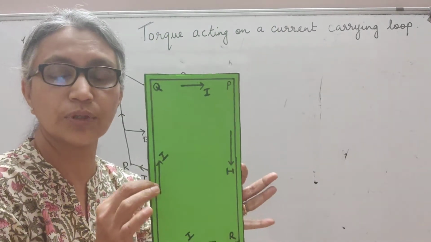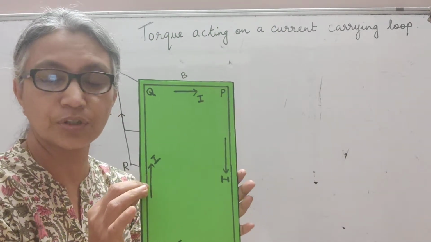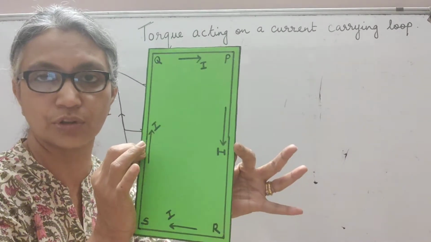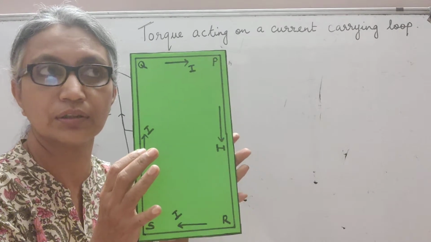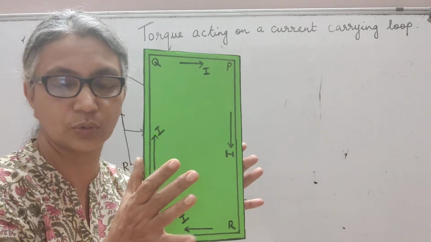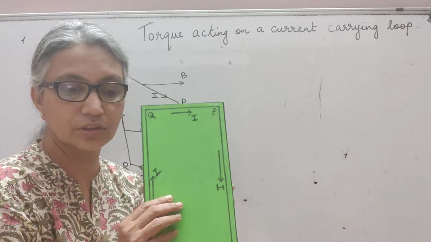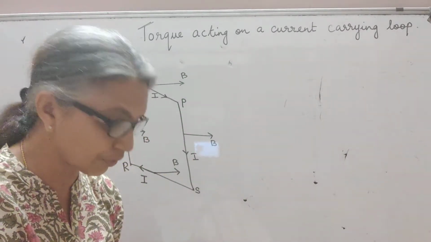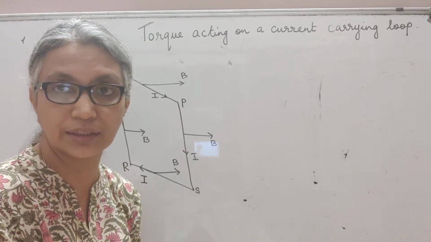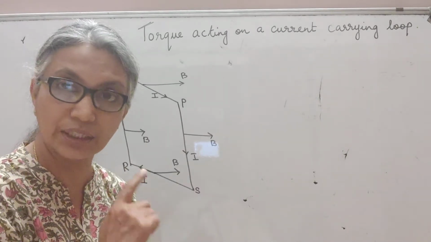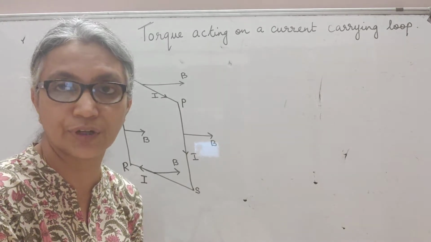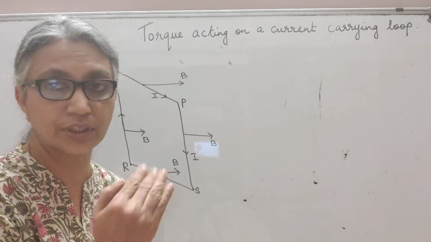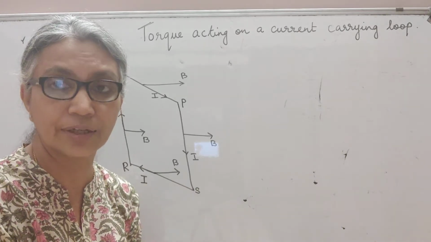Okay, now here we are going to find out an expression for the torque acting. Torque obviously means this loop is going to be in rotational motion. So we are going to find out the torque acting on this rectangular loop. Now in the previous section, I had taught you the force acting on a current carrying conductor given by the formula ILB sine theta, where theta is the angle between the length of the conductor, which is in the direction of current, and the external magnetic field. I hope you remember that.